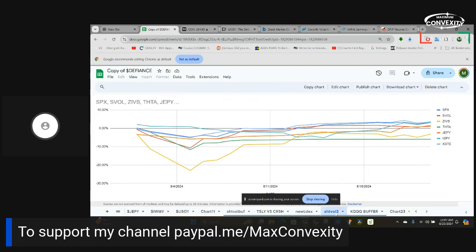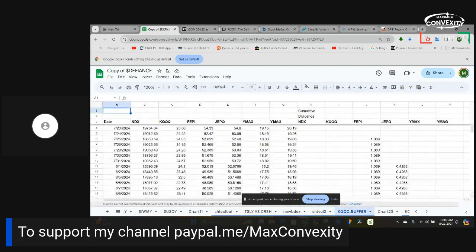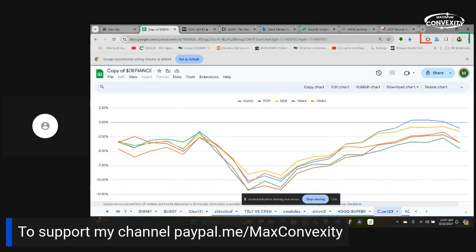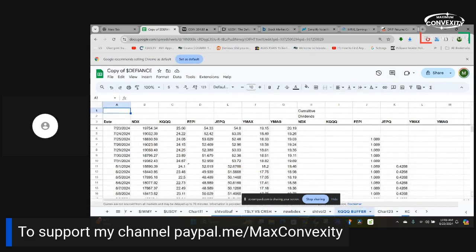This is kind of a different view of the same chart. This is a chart of a view of KQQQ against FEPI, NASDAQ, YMAX, and YMAG. KQQQ is ahead, and it was the only one that had its head above water for the month. And this actually, for the month, this is since inception. I take that back when I said for the month. This would be back to July 23rd, which was since inception.